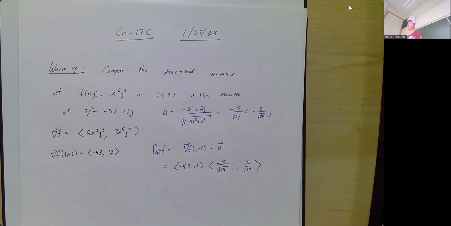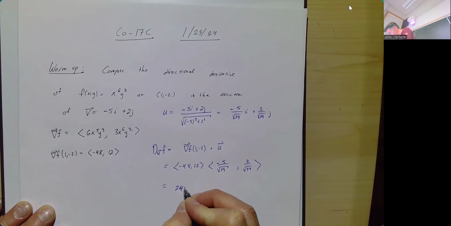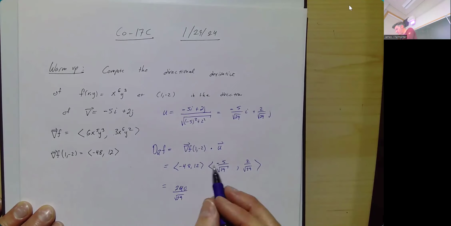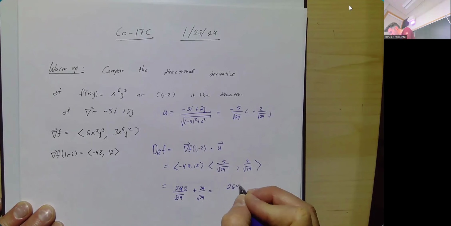-48 times 5. Easy way to multiply by 5, multiply by 10, and then divide by 2. So you can get 480 divided by 2 is 240. That's going to be 240 over root 29, and it is positive, it's a negative times negative, and then 12 times 2 is 24 over root 29. So we're looking at 264 over the square root of 29.